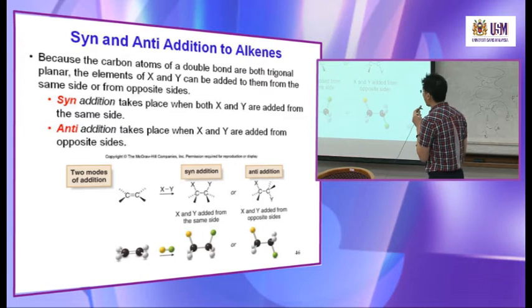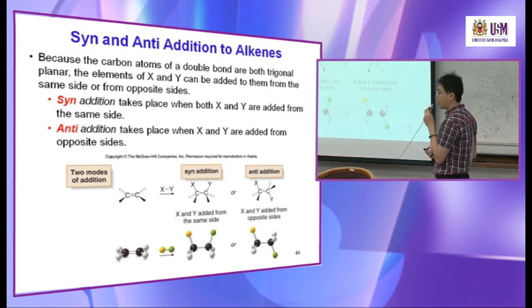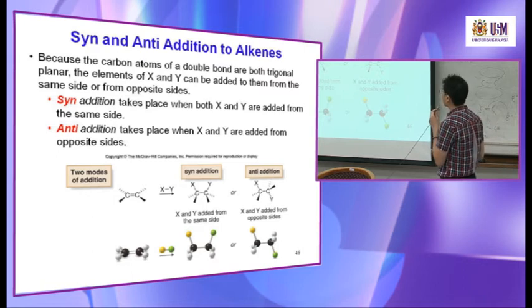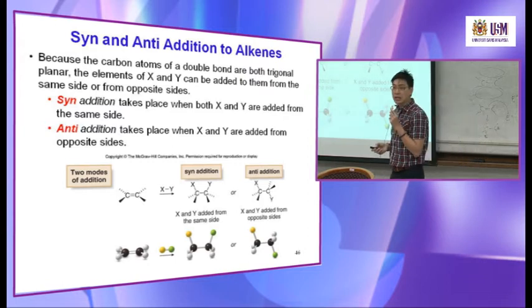What does it mean? For example, now you can see this is a double bond, an alkene double bond here. You have an HY, it could be HCl, HBr. So your double bond will attack, in this case it's using XY. Your XY can be added from the same side, a syn addition, or it can be added from the opposite side, anti addition. This is just a general idea. Now we are going to look at the specific example.